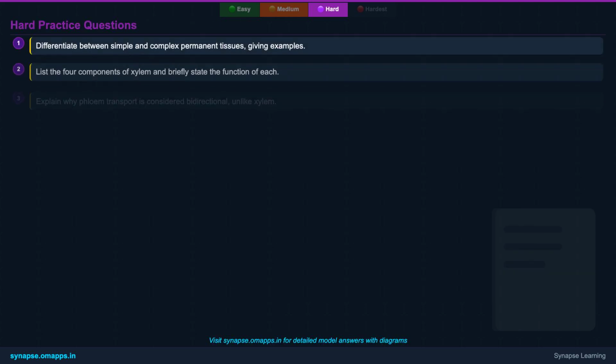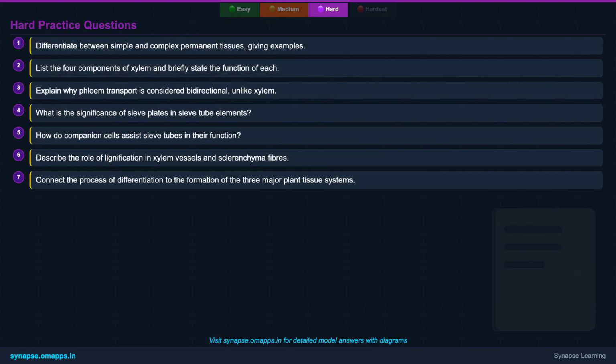It's time for some challenging questions to test your grasp of complex permanent tissues and overall plant organization. First, differentiate between simple and complex permanent tissues, providing examples for each. Second, list the 4 components of xylem and briefly state their function. Third, explain why phloem transport is considered bidirectional, unlike xylem.